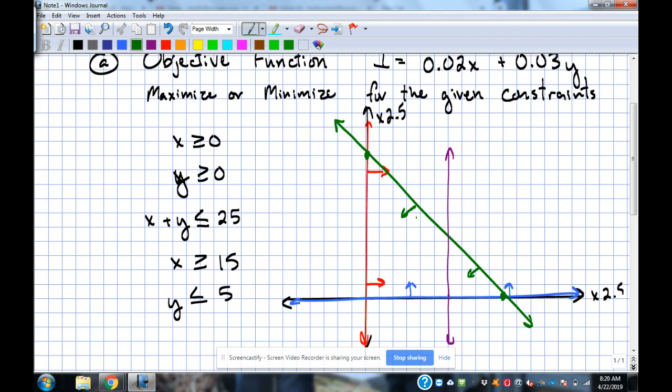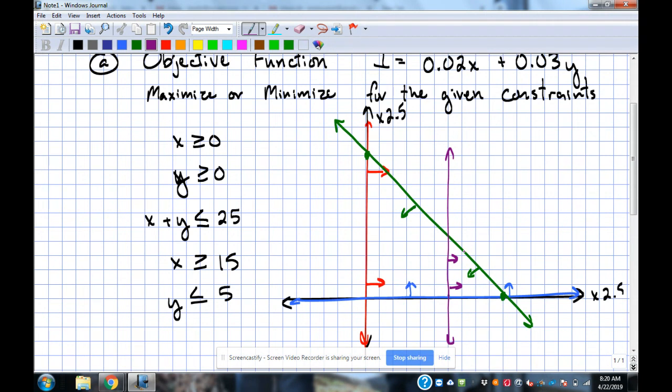So right before I put the shading for the purple line in, the solution area is this triangle here. Well, the purple one says x is greater than 15, so that's going to put the shading this direction for that one. So that's going to make that triangle even smaller. So right now, before I do the last one, I've got this triangle right here as the solution area.